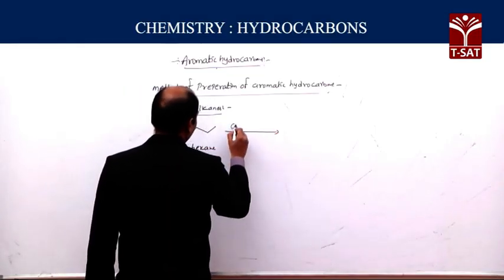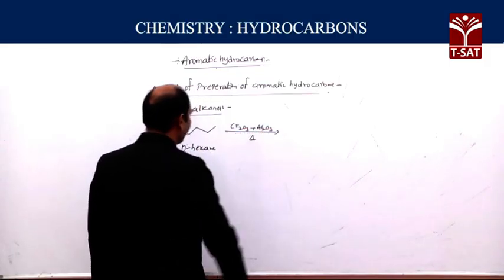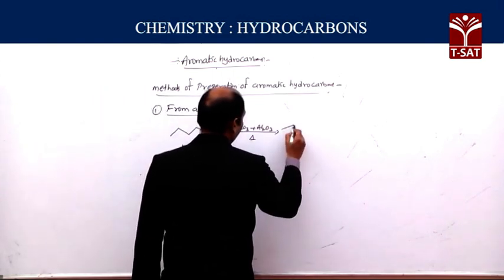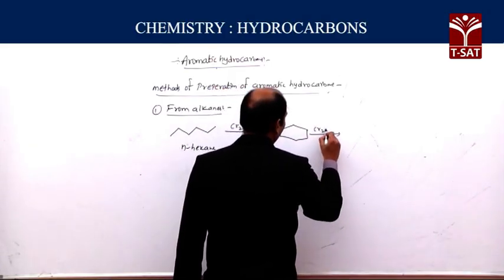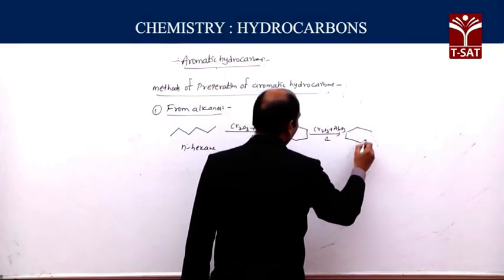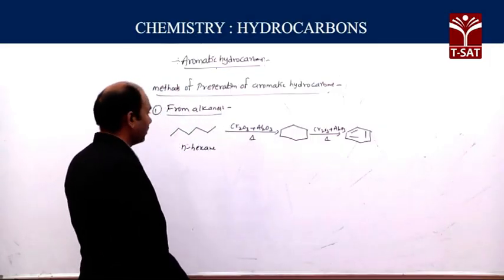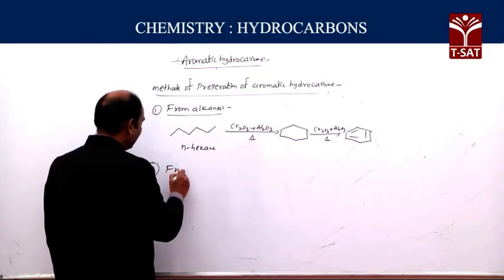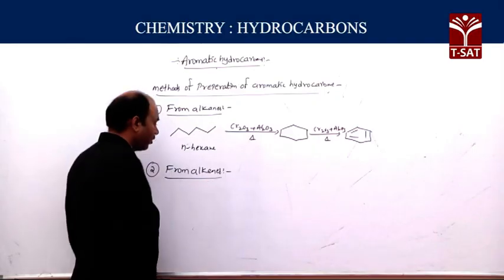n-Hexane, when it is treated with Cr2O3 plus Al2O3 on heating, gives cyclohexane, 1, 2, 3, 4, 5, 6. This n-hexane is converted into cyclohexane. This cyclohexane is again treated with Cr2O3 plus Al2O3, and here we get benzene, or it is treated with selenium, which also converts it into benzene. Next, the second one, from alkenes. Is it possible from alkenes or not? Yes, it is possible.